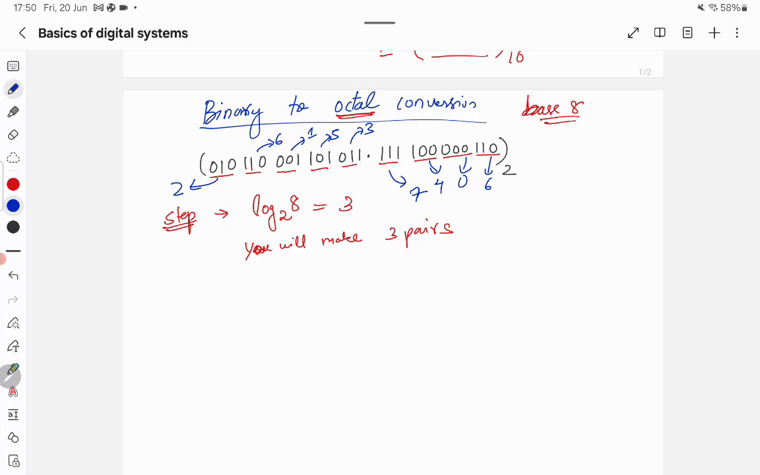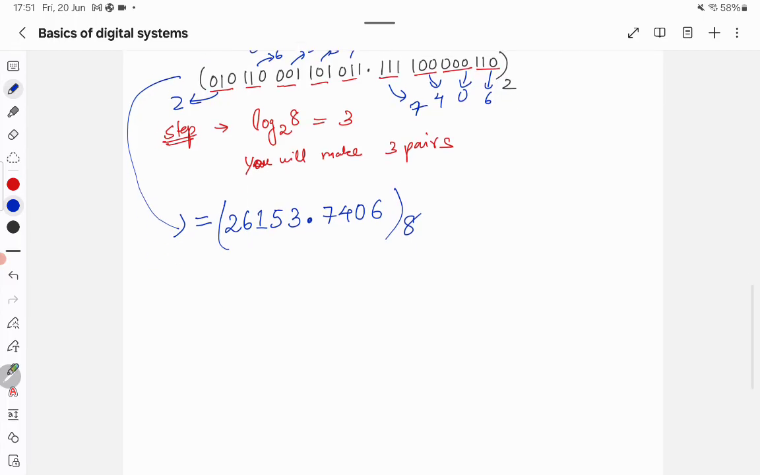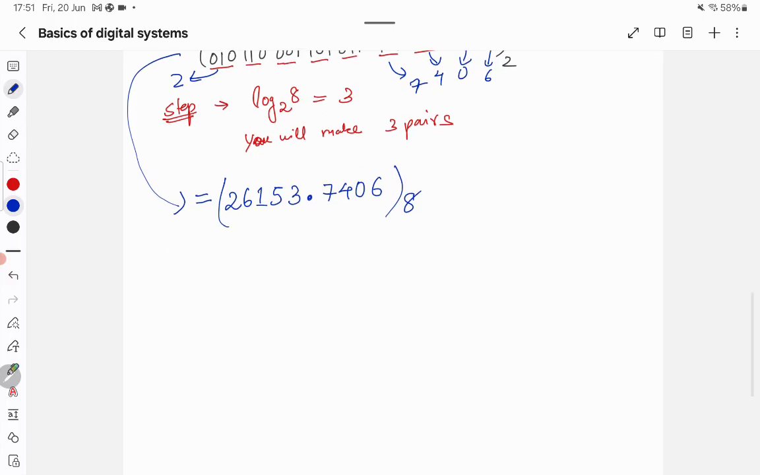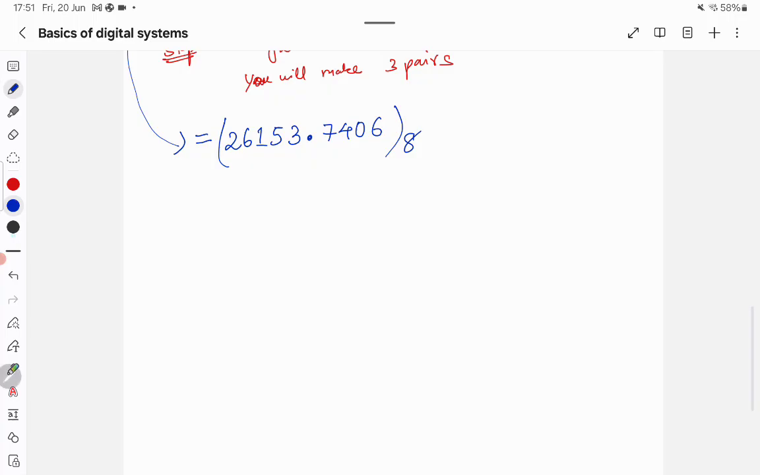So how will you write this? You will write this as 2 6 1 5 3, and there is a point, then 7 4 0 6. As we are converting from binary to octal, we'll write base 8. Understood? So this is the way we will write. Now let's see binary to hexadecimal.